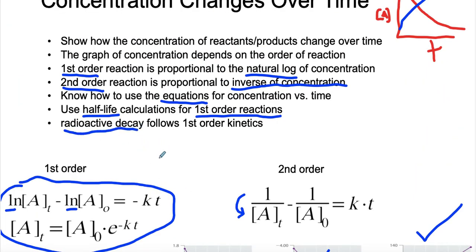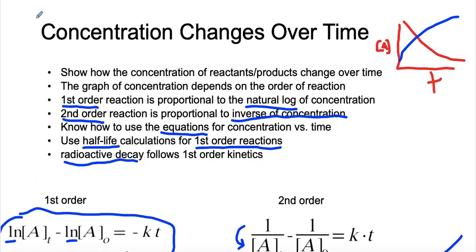Radioactive decay, with nuclear stuff, actually follows first order kinetics, so half-life follows first order kinetics for that. So those are the concentrations over time.